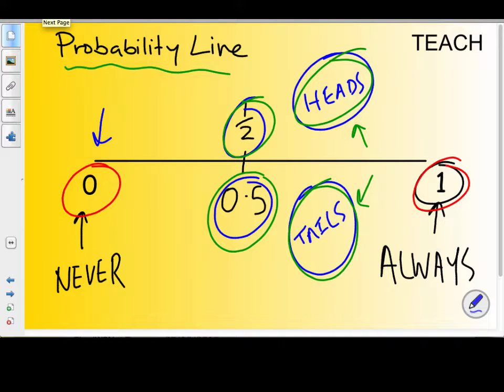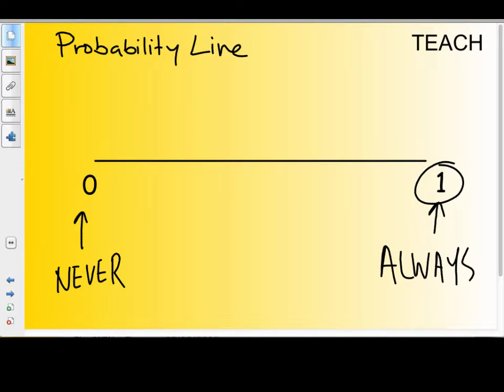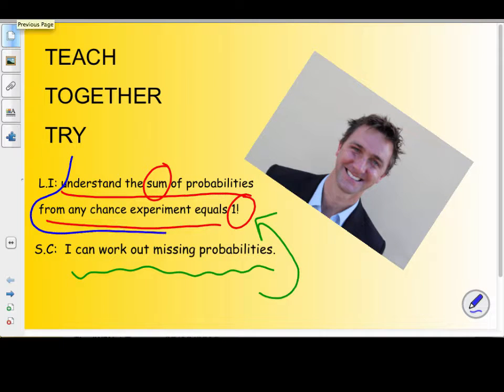There is 0 chance it'll be bananas because that is not on the coin. And there is total, always chance. Or rather you can say for absolute sure, for 100%, it's going to be either heads or tails. I guarantee you, you toss a coin, it will be heads or it will be tails. And we give that the chance value of 1. I hope that makes a bit of sense. I suspect you might have already known that, but the learning intention for today is that you will understand the sum of the probabilities from any chance experiment equals 1.